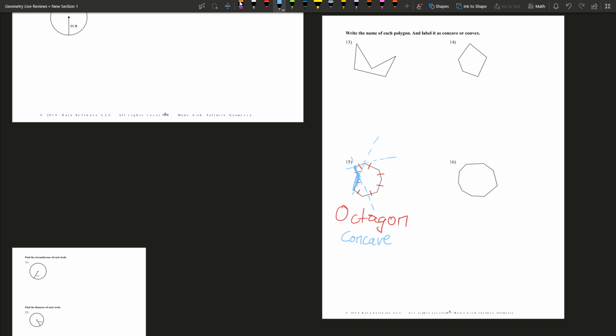Number 16, again, just count the sides. This is a 9-gon. There is a name for it. I did not tell you to memorize it, though. So I would expect a 9-gon. If you were to extend all the sides, none of these lines would hit the interior, so it is convex. So this is a convex 9-gon. If you know the name of the 9-gon, you can say it, but I'm not going to make you memorize it.